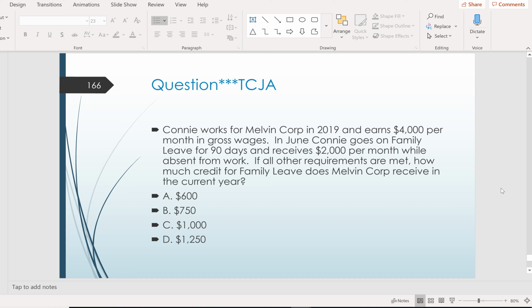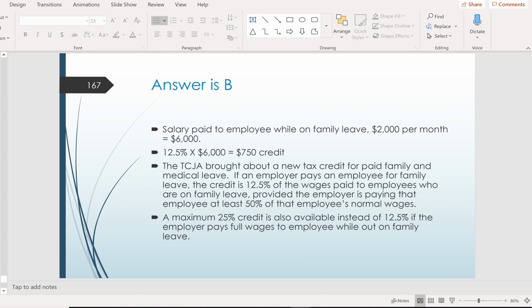If all other requirements are met, how much credit for family leave does Melvin Corp receive in the current year since they're continuing to pay her while she's not working? And this is a brand new tax credit and you got to know something about it. So here's how it works. The new credit is 12.5% of whatever the employer paid the employee during family leave. So while she was on family leave, what'd she do? She got paid for 3 months at $2,000 a month. That's $6,000.